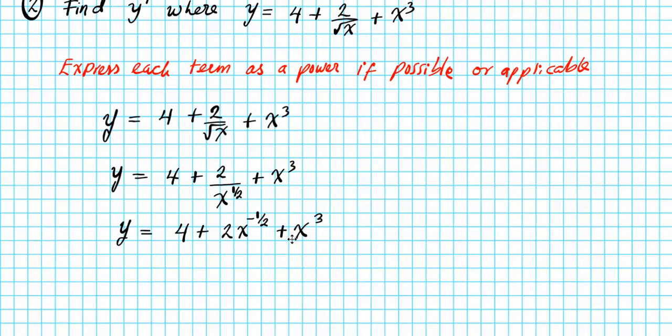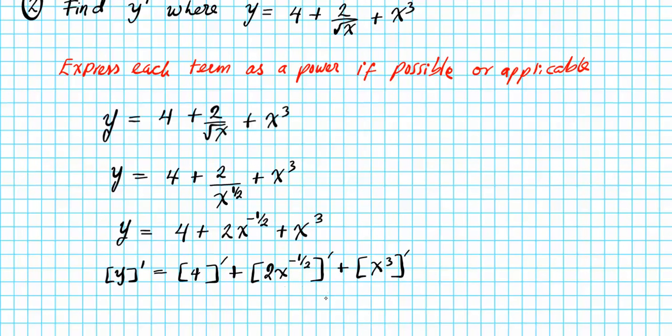Now that we have powers or terms that we can use a shortcut for, we can go ahead and carry out our term by term differentiation. So we're going to find y prime. What is y prime? Y prime is the same thing as dy dx, it's a derivative with respect to x. It equals the derivative of 4, a constant function, plus the derivative of 2x to the negative 1/2, and plus the derivative of x to the third.